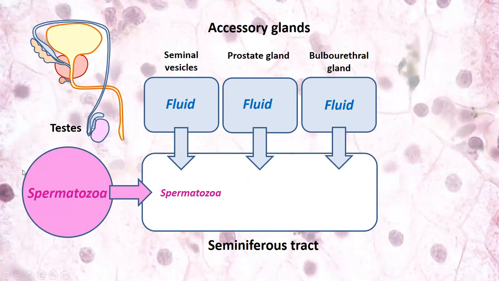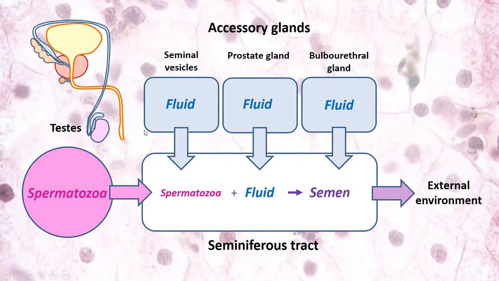The spermatozoa released by the testes into the seminiferous tract are mixed with fluid which contains different nutrients for spermatozoa, and also water, which is needed for their movement. It makes an environment for their movement. Spermatozoa plus fluid is known as semen. After movement through the seminiferous tract, semen is released to the outer environment. This is the main principle of the functioning and relationships of the organs of the male reproductive system. We'll begin with the main glands, the testes.